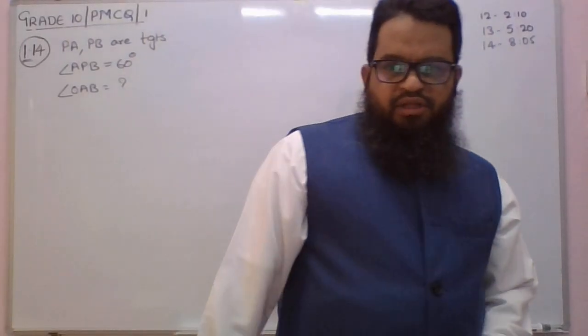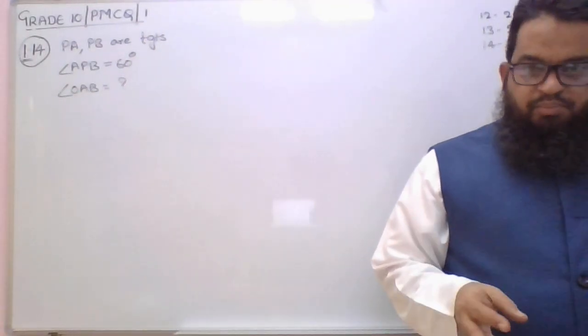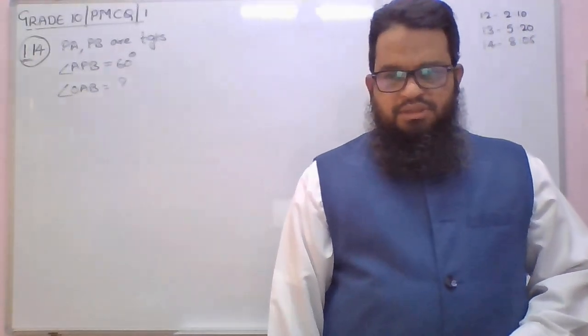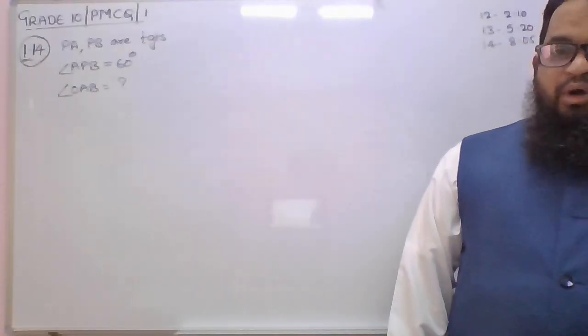So let us see the 14th question. What is the 14th question given? PA and PB are tangents. Angle APB is equal to 60 degrees. Angle OAB you have to find.